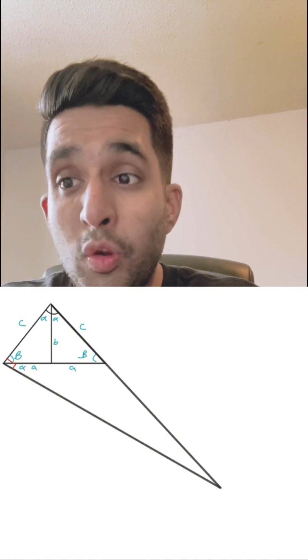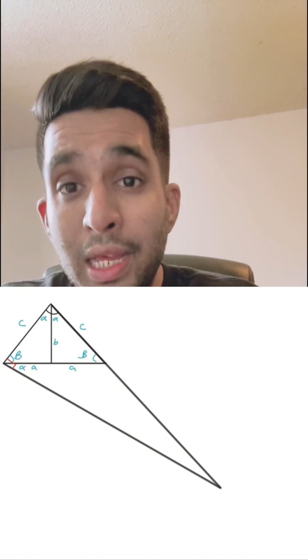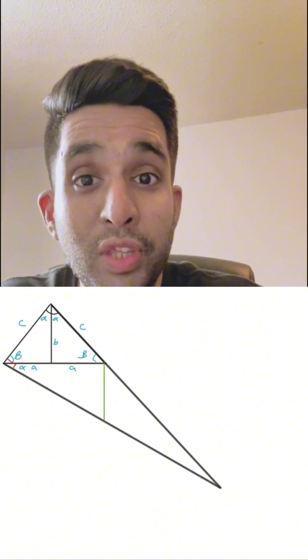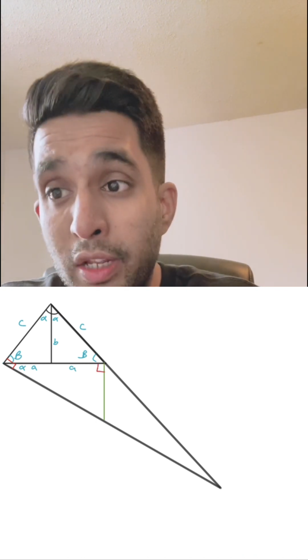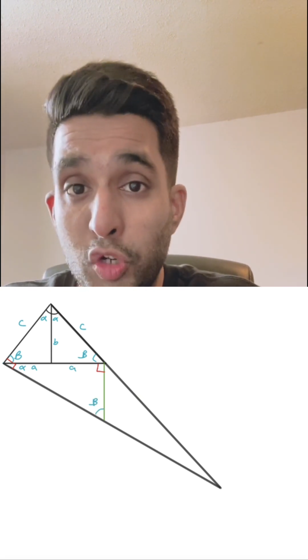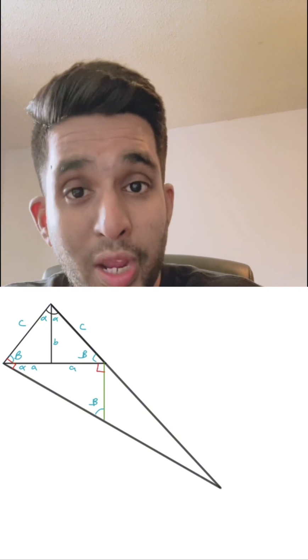Now, I'm going to create a vertical line to form another right triangle. Since this is a right triangle and one of the angles is alpha, then the third angle must be beta. And this means that this right triangle is similar to the right triangles in the isosceles triangle.